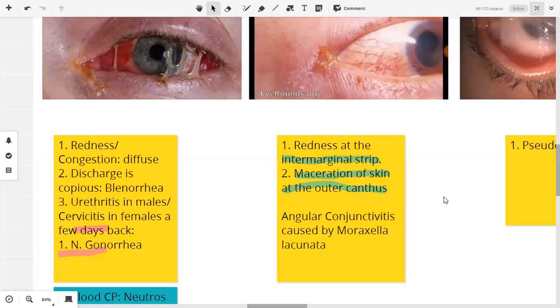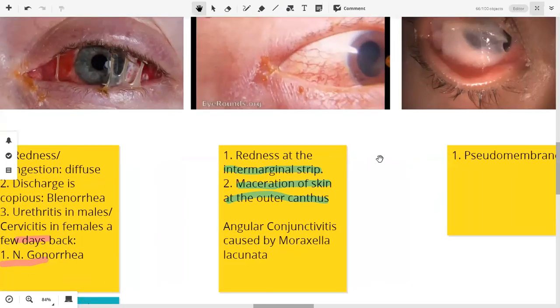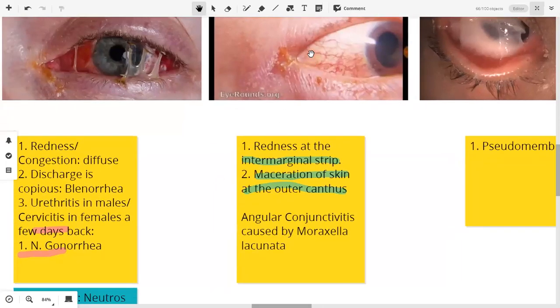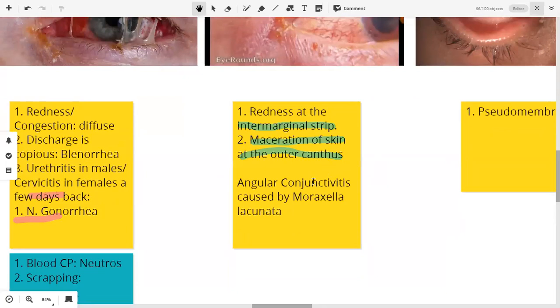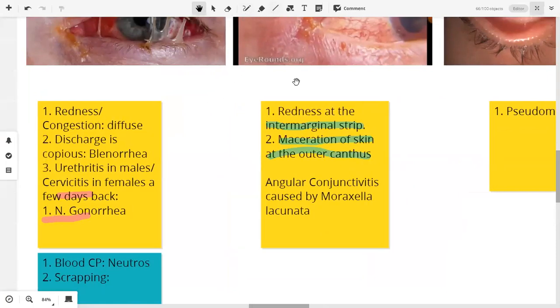So our second case is a typical bacterial conjunctivitis in which the patient presents with symptoms of redness in his eye, discharge, and all those other conjunctival symptoms of foreign body, etc. On examination, there was redness at the intermarginal strip and maceration of the skin at the outer canthus, which is in continuity with the intermarginal strip. This is your typical case presentation of angular conjunctivitis caused by Moraxella lacunata. This is important. You have to remember this.